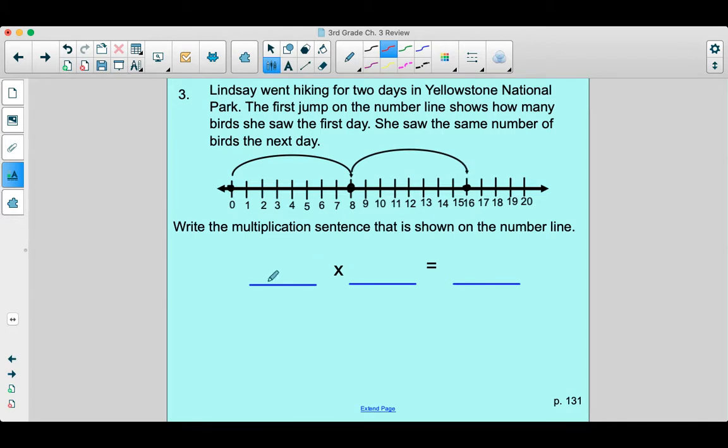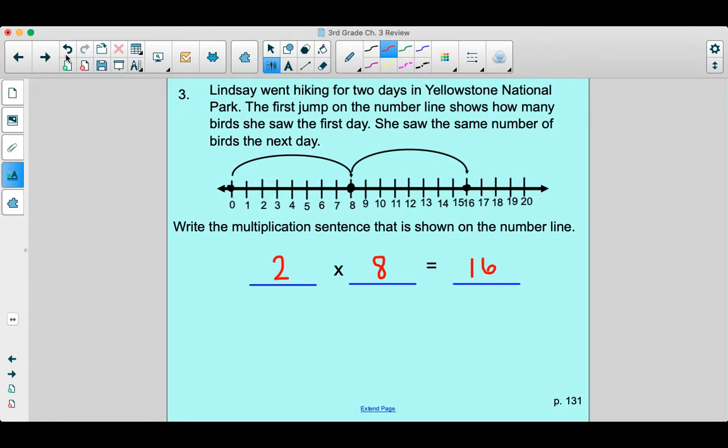1, 2, 3, 4, 5, 6, 7, 8. Okay, so we have 2 groups of 8. So you can actually see the two groups of 8, and that makes 16. Nice job. All right, and then guess what? We don't even have to do any explaining or anything more.